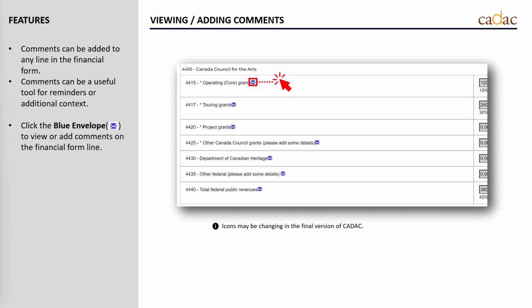Now we can take a look at how to view and add comments. Comments can be added to any line in the financial form, and they can be a useful tool for reminders and additional context. What you would do is click on the blue envelope next to a line, and then you will be able to add a comment on this financial form line.